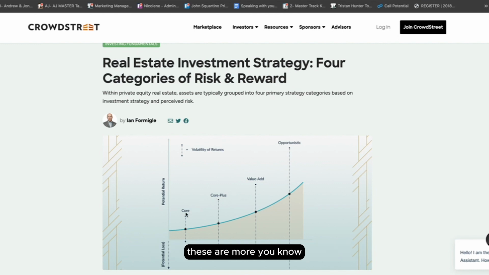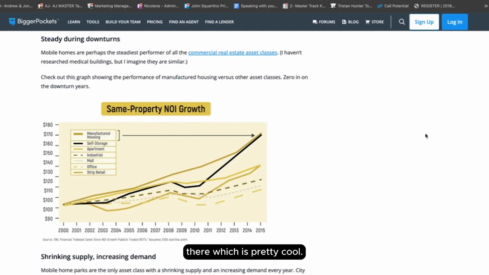Core Plus and Core, these are more institutional assets that are typically fully occupied, and rents are usually at market. So the risk is lower, but the potential return is also lower. So I think this talks about the risk and reward dynamic there, which is pretty cool.